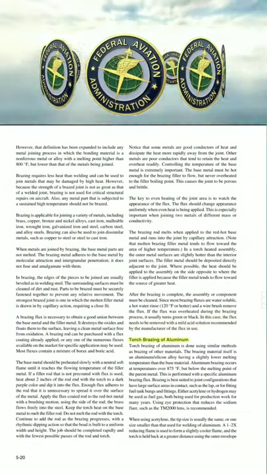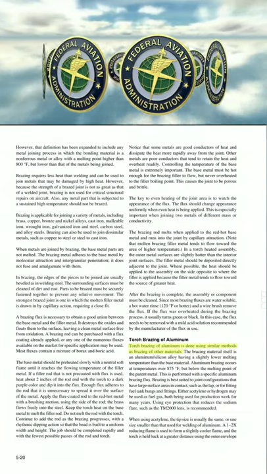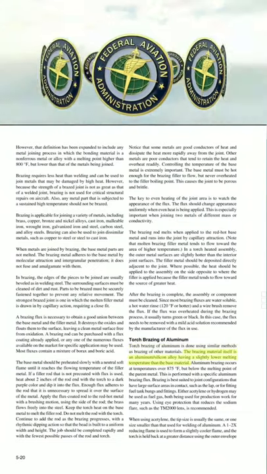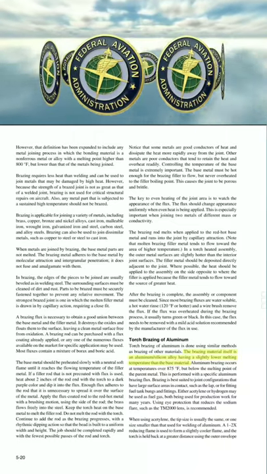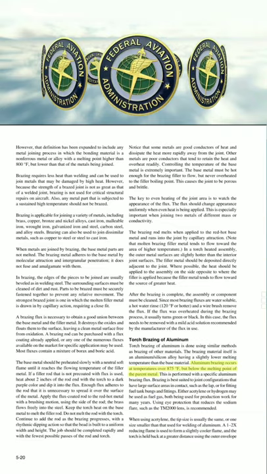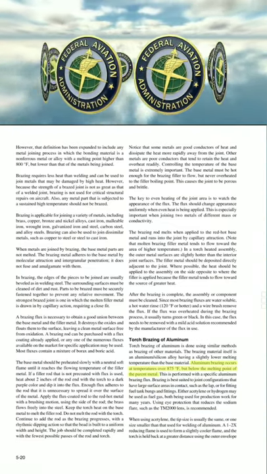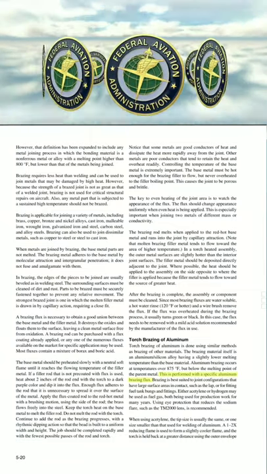Torch brazing of aluminum. Torch brazing of aluminum is done using similar methods as brazing of other materials. The brazing material itself is an aluminum/silicon alloy having a slightly lower melting temperature than the base material. Aluminum brazing occurs at temperatures over 875 degrees F, but below the melting point of the parent metal. This is performed with a specific aluminum brazing flux.